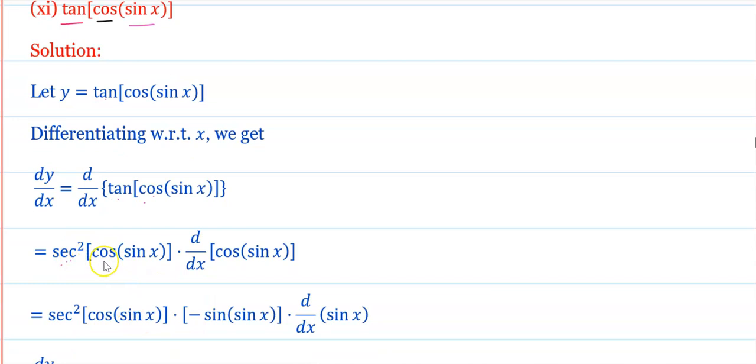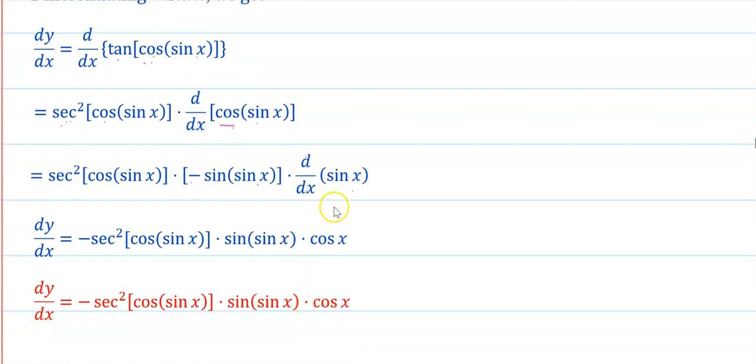Okay, sec square cos of sin x into d/dx of cos of in bracket sin x. Again, which is the main function here? Cos. Again, the derivative of cos x is minus sin, in bracket sin x, keep it as it is. Again, the derivative of this term sin x, that is d/dx of sin x, which is cos x. Okay, and hence we have the answer.